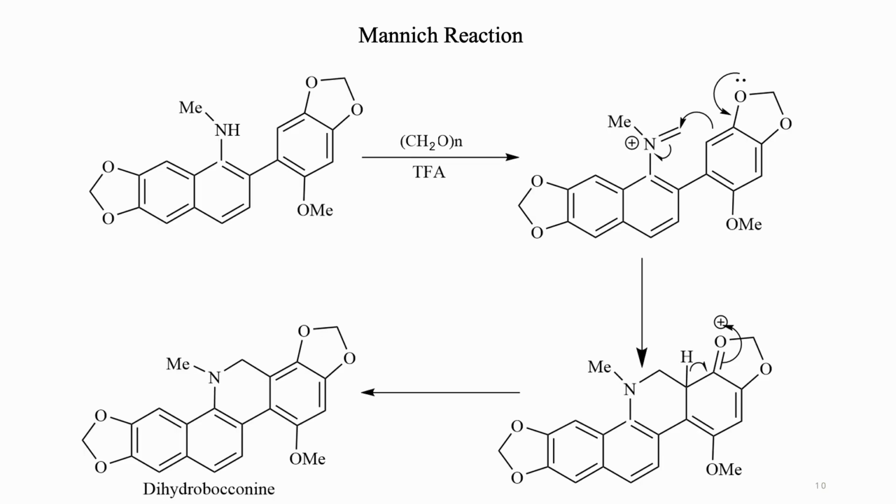In this reaction, we use paraformaldehyde and trifluoroacetic acid to convert the amine into an aminium ion. The lone pair on the oxygen atom of the ether facilitates the shift of electron density towards the aminium, reverting it back to an amine. The hydrogen on the carbon redistributes its electron density towards the ether, leading to the removal of the hydrogen atom and the reformation of the stable ether. This process completes the synthesis of the desired molecule, dihydrobocconine.